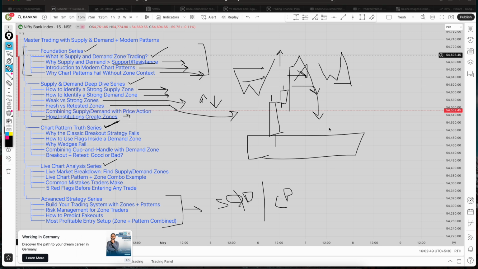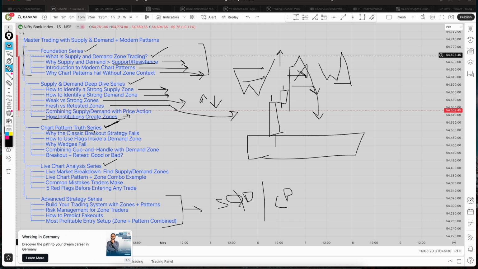But institutions create zones in such a way that the zones are not visible to normal retail traders. Most of the time it is clearly visible, but sometimes really important zones which hold the real value or real order flow are always hidden. And how they are hidden, we'll look into this when we start with this particular series. And then we'll see the chart patterns truth series.